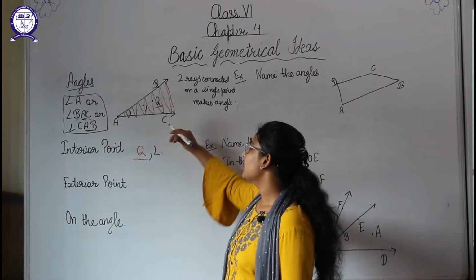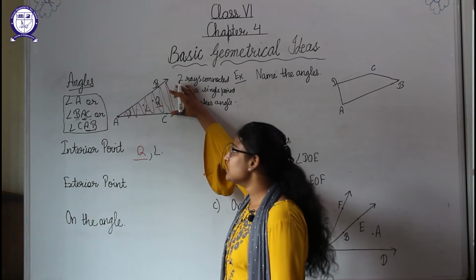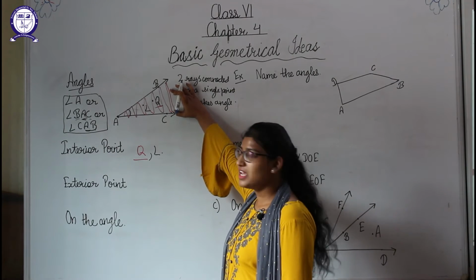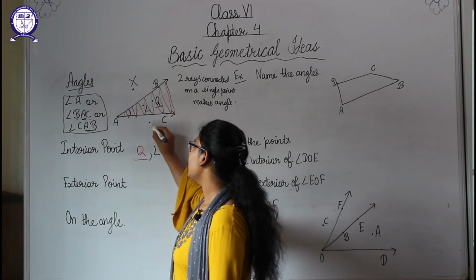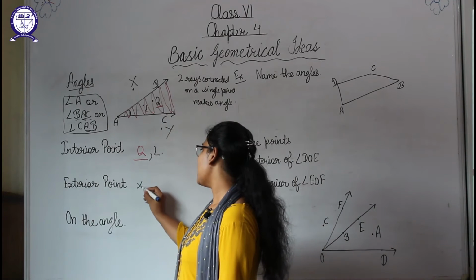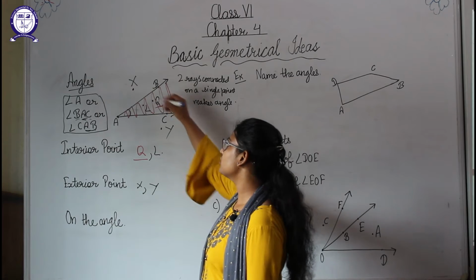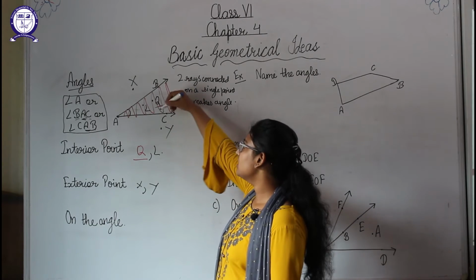Now exterior point. Any point which is not in this area, meaning outside this area, will be the exterior point. Suppose here I am marking this X, here I am marking this Y. So these X and Y are exterior points here, because these are not coming in the area of the angle, or we can say in this portion.